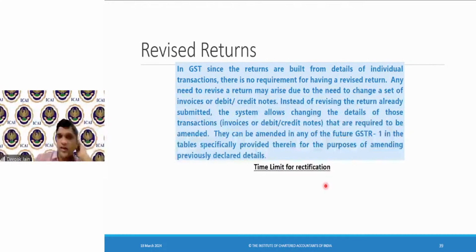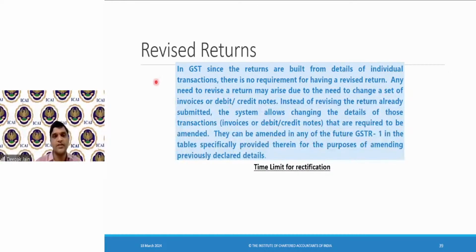Okay. Now we have a provision of revised return. कि आपका original return में गलती हो गया, then you can file a revised return. How will you file this revised return? Is through making corrections in the return and not actually filing a revised return.